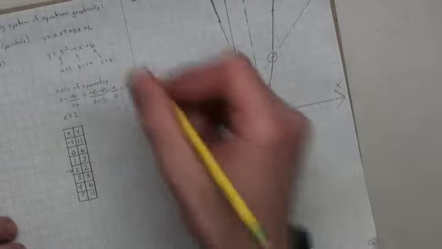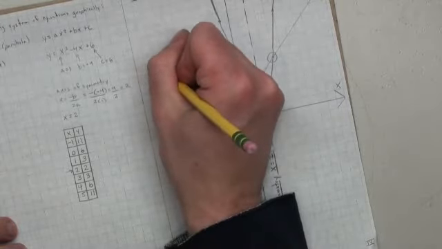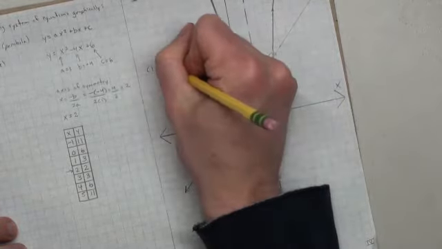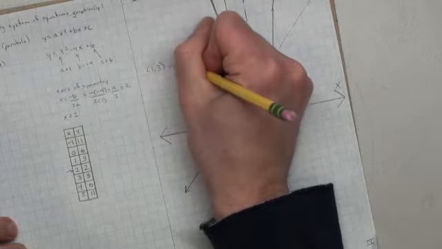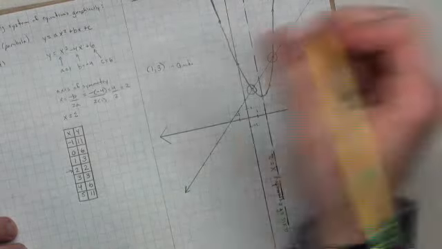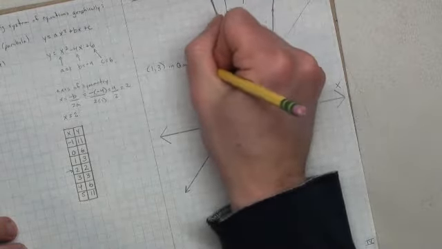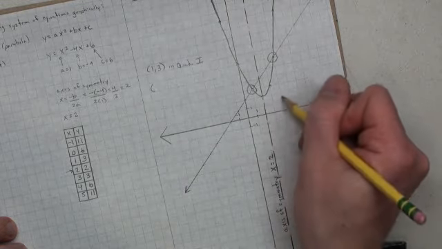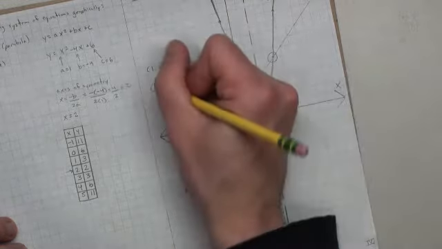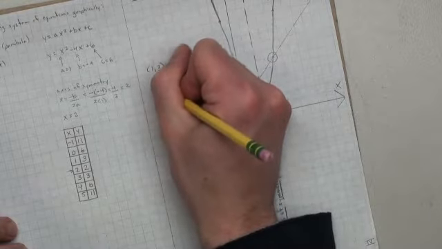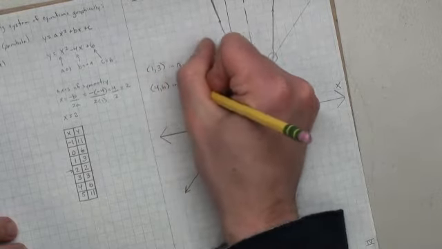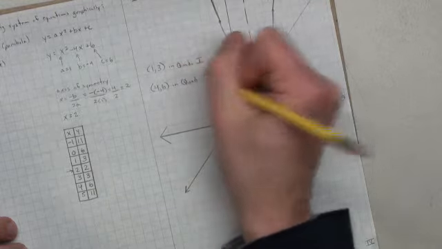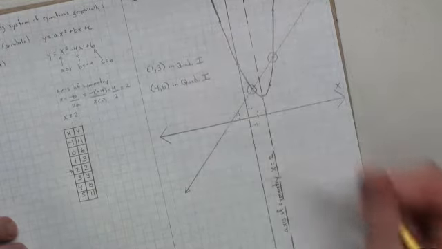Now let's just identify our points. 1, 3, which is in quadrant 1. And there's also 4, 6, which is in quadrant 1 also.